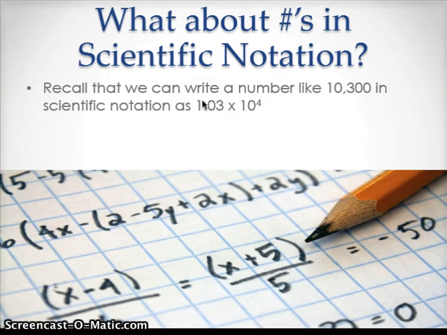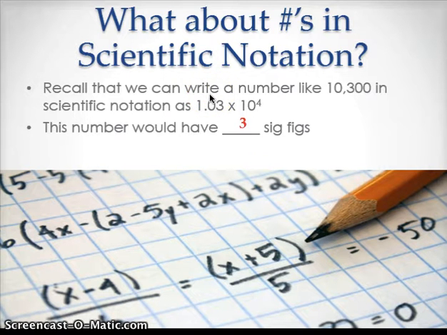So the correct answer here would be 3 sig figs, okay? Because if you expand this to 10,300, these last two zeros don't count. So these three would count. So it'd still be 3 sig figs, okay?